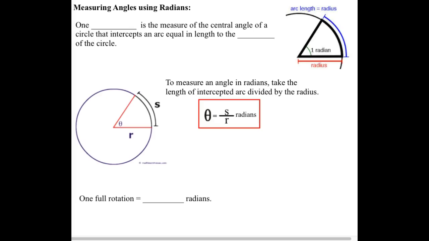So, if we were to measure in radians, I want you to pick a circle in your packet. Just pick any picture of a circle that you see. Okay? Think about how big the radius of that circle is. And pretend that you are measuring that radius with a piece of string. Okay? Everybody has that visualized?